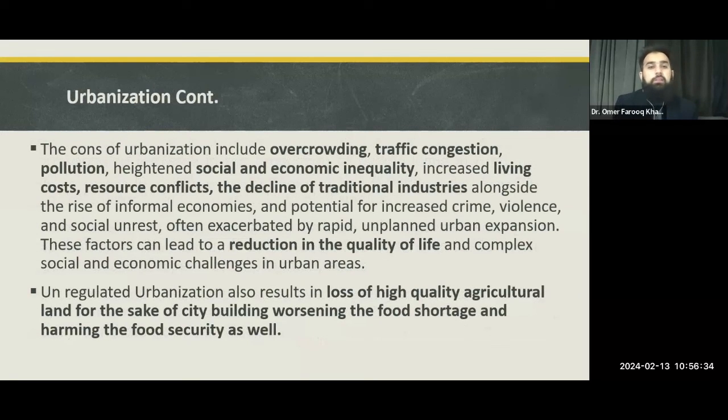The cons of urbanization include overcrowding, traffic congestion, pollution, including air and water pollution, heightened social and economic inequality, increased living costs, resource conflicts between the inhabitants of those slum-like cities, the decline of traditional industries alongside the rise of informal economies, and potential for increased crime, violence, and social unrest, often exacerbated by rapid, unplanned urban expansion. These factors can lead to a reduction in the quality of life and complex social and economic challenges in the urban area. So unregulated urbanization also results in loss of high-quality agricultural land for the sake of city building.